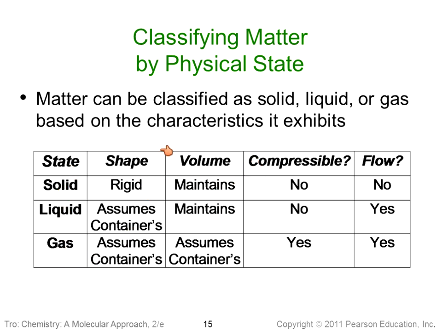And here's some explanations. The shape: solid is rigid. The liquid assumes the container's shape as well as the gas. The volume is maintained by a solid and liquid, but the volume is assumed by the container for the gas. Is something compressible? Well, that means can I squeeze it, like squeezing it together with a piston. A solid is incompressible as well as a liquid, but a gas, we can compress it. Same thing with flow. A solid does not flow, does it? But a liquid and a gas can flow.